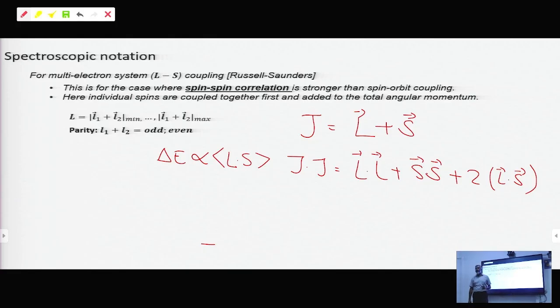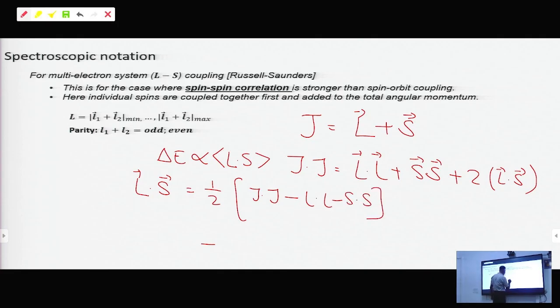Okay? So this is something you can derive when you do time-independent perturbation theory for spin-orbit coupling. When you do that, you get this, which you can find out from here. So that's what we need to find out, right? So here, L dot S is equal to half of J dot J minus L dot L minus S dot S.